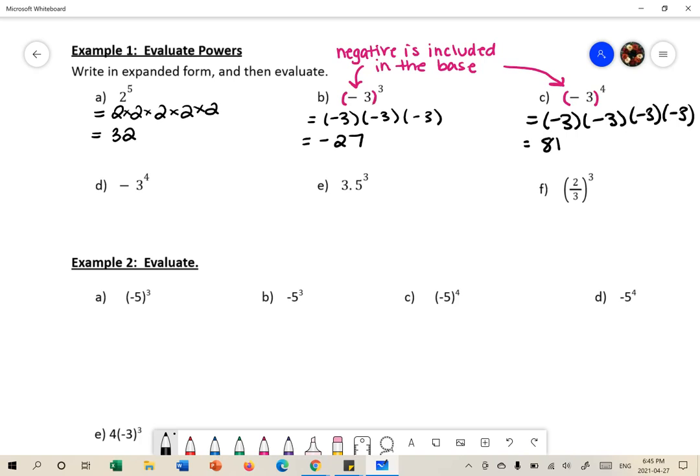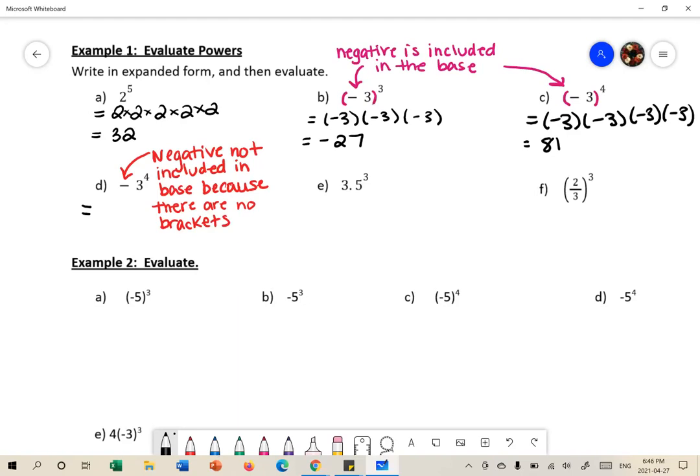D, this time there is a negative, but it's not in the brackets. So that means that the negative is not part of the base. So really this says negative times base 3 exponent 4. So this is saying that it's going to be base 3 times itself 4 times with a negative in front of it. So -3 times 3 times 3 times 3. So 3 times 3 times 3 times 3 is equal to 81, and then we'll have a negative in front of it.